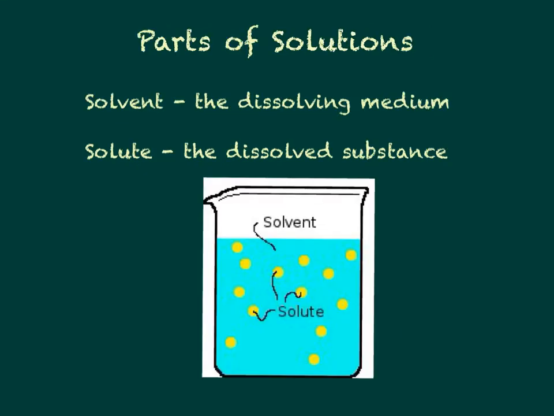And there are two parts of a solution that you need to be able to identify. One of them is the solvent. A solvent is the thing that does the dissolving, and a solute is the thing that gets dissolved. And usually the solute is the thing that is the least in the mixture, and the solvent is the one that's the most. So you see in this mixture here, we have the solvent, which would be like the water, and the solute would be these little particles inside.